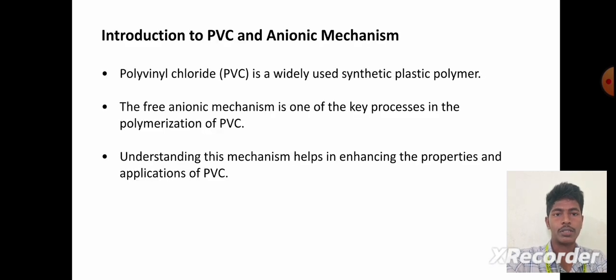Introduction to PVC and anionic mechanism. Polyvinyl chloride (PVC) is a widely used synthetic plastic polymer. The free anionic mechanism is one of the key processes in the polymerization of PVC. Understanding this mechanism helps in enhancing the properties and applications of PVC.